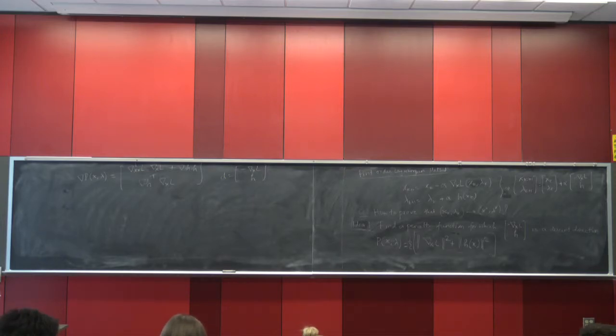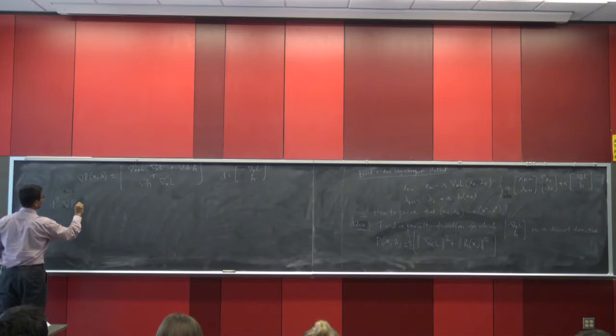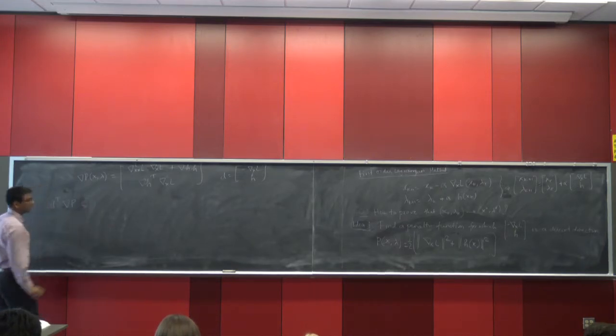How do I prove that it's a descent direction? All I need to show is that d transpose gradient of p is less than 0. Right? That's all. So d is a descent direction.